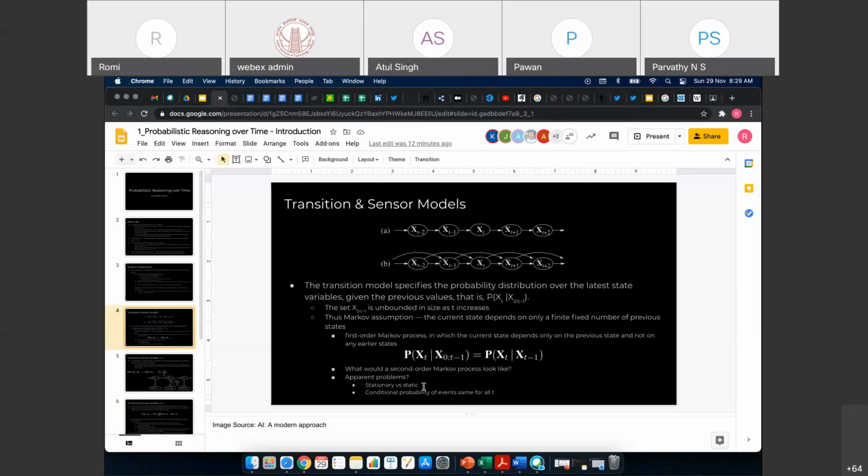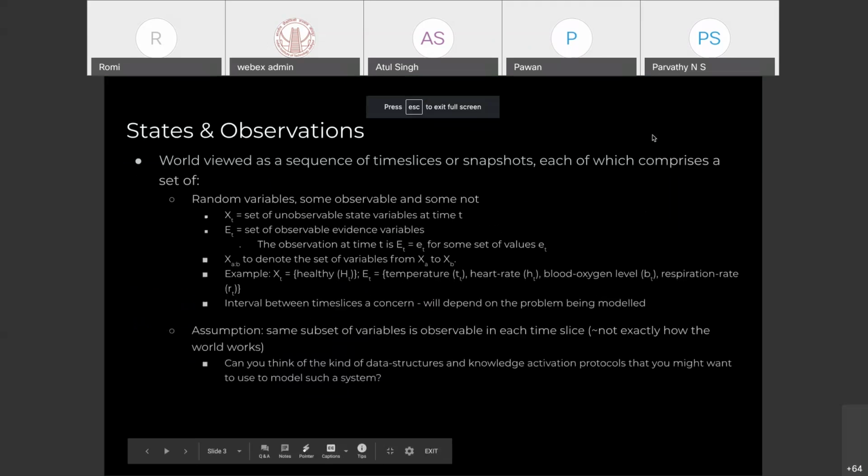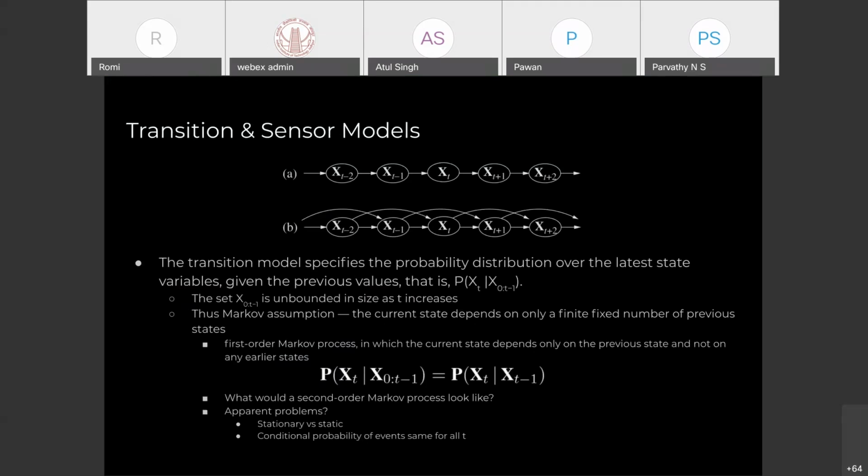Hopefully today's will work. So over here, the trade-off that we do is we consider a stationary number of variables. You see, it's just x and e, a certain number of x variables and a certain number of e variables. Okay, so here it's very important to consider it's a stationary world with respect to the number of variables, not a static world. If it was static, we would not be doing probabilistic reasoning over time.